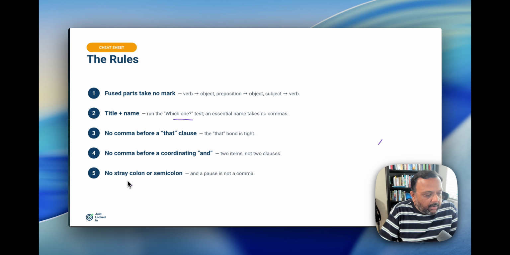No stray colon or semicolon. Like for example, pauses. When you make pauses in your natural way of speaking, don't make that a reason to add a comma or any other form of punctuation. That may not be correct. So be thoughtful about how you use punctuation. Just because you leave a pause doesn't mean you have to add a comma when writing. Grammar works a bit differently.